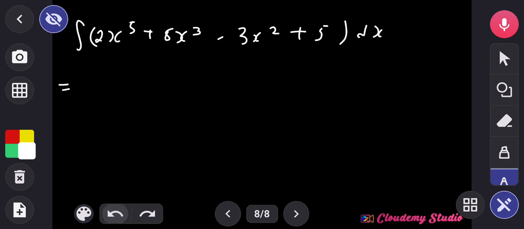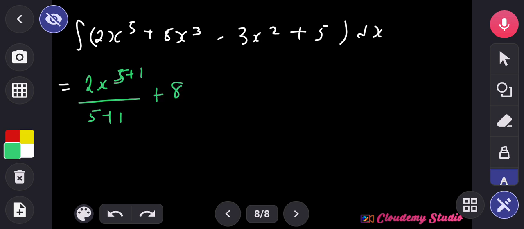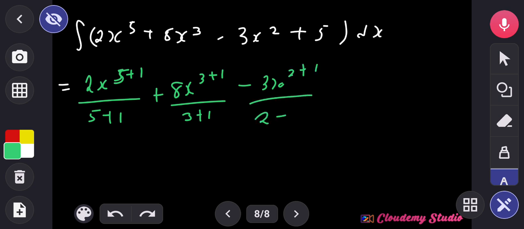Let me change the ink. We're going to be having 2x raised to power 5 plus 1 divided by 5 plus 1. This one is 5. Plus 8x raised to power 3 plus 1 divided by 3 plus 1 minus 3x raised to power 2 plus 1 divided by 2 plus 1 plus 5x. Remember that integral of k equals kx plus c. Very, very important.